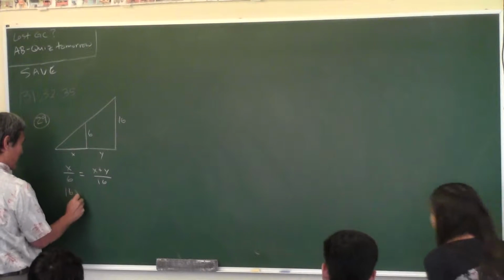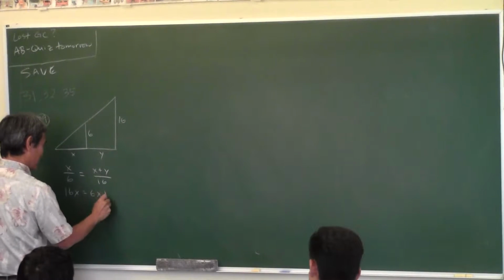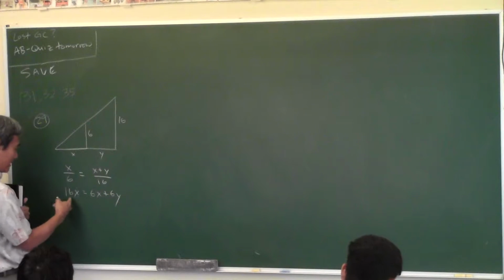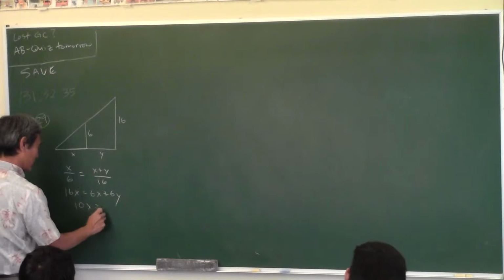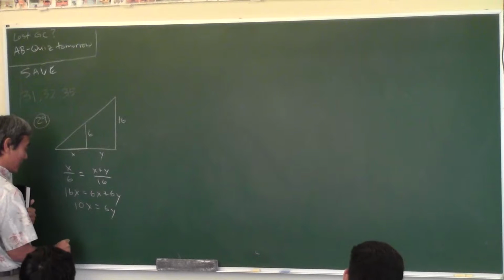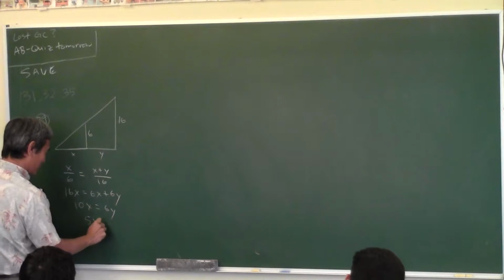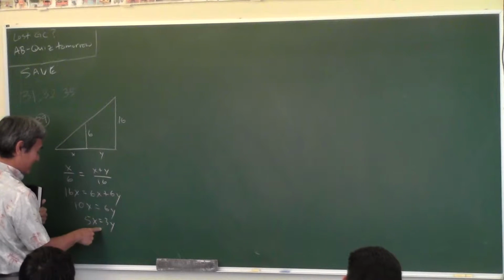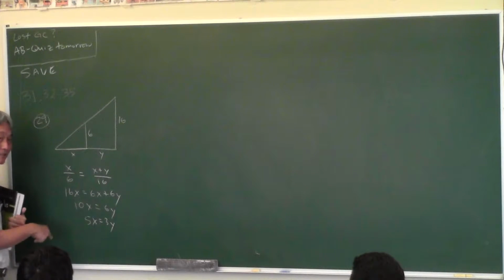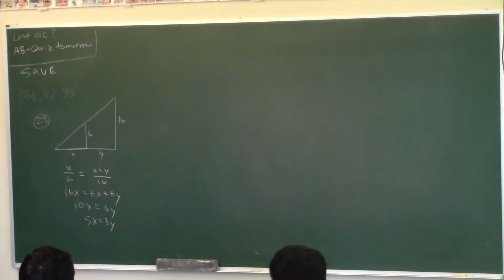So 16x is equal to 6x plus 6y. Combine the x's together, so 10x equals 6y. Reduced by 2, 5x equals 3y. Now, isn't this a lot easier to take the derivative than that? So again, you can simplify it before you take the derivative. It makes a lot of sense.